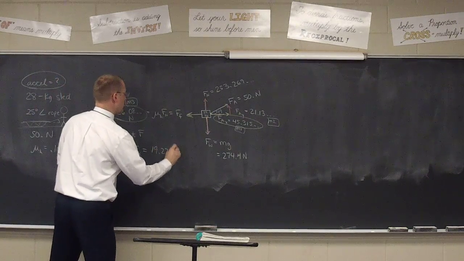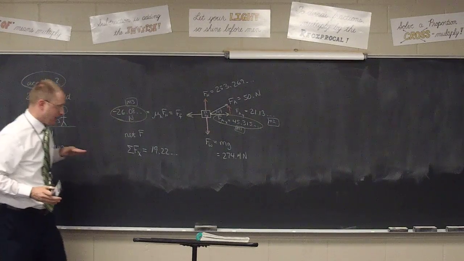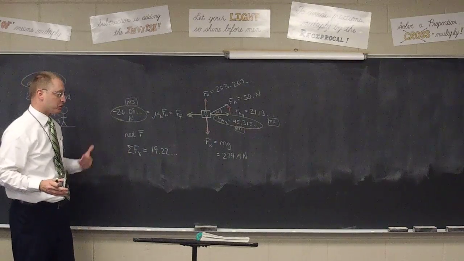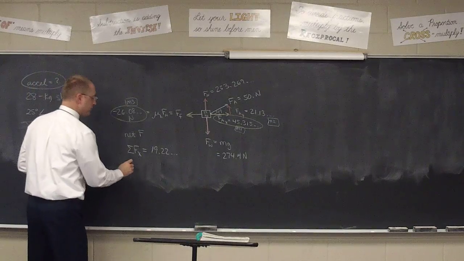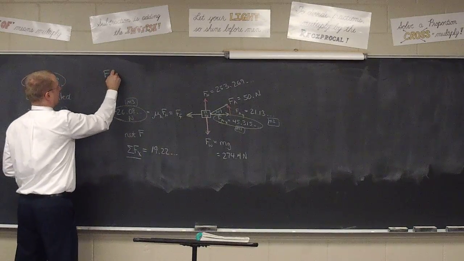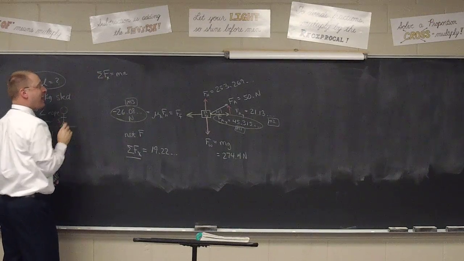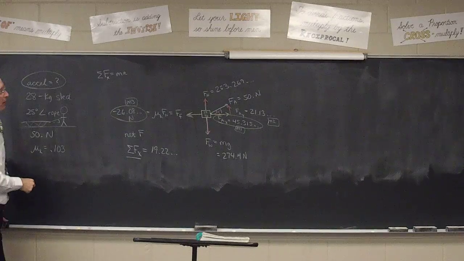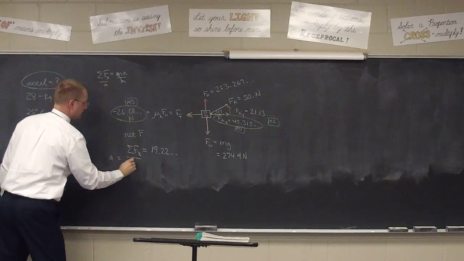19.22. It's as if this object has no other forces acting on it but a single 19.22 force acting that way. Now, there are all the other forces, but the resultant force is 19.22 that way. If that's the net force, and I want to find acceleration, remember F equals ma, well, more accurately, the sum of the forces in the x equals ma. So to find a, I need to divide out the mass from both sides, and that will give me the acceleration.